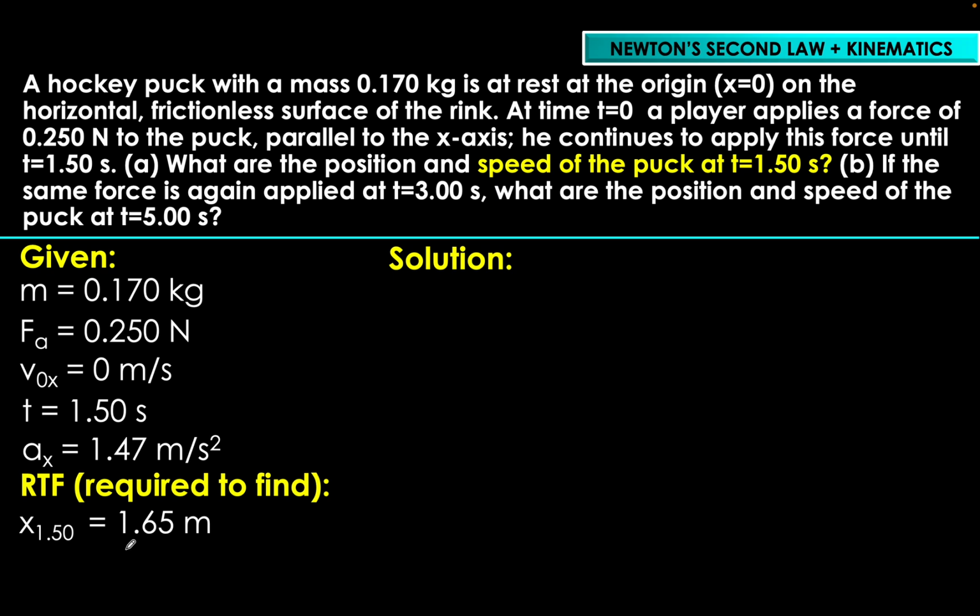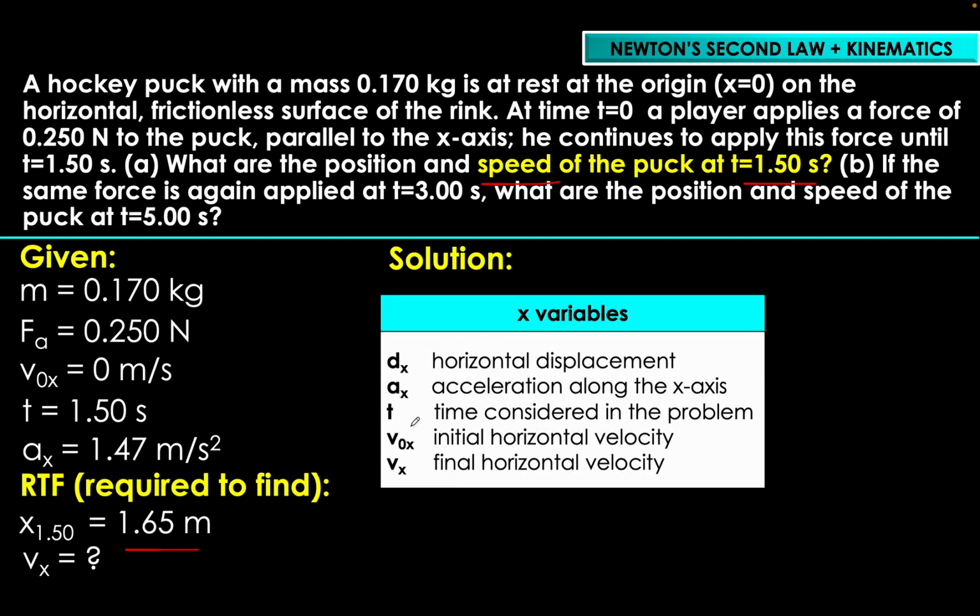So there you go, I've written it down. Now take note that we have a second required to find just for part A alone. So that is the velocity or speed of the puck at time equals 1.50 seconds. So that's it. And then for the solution, let's look at the kinematic variables.